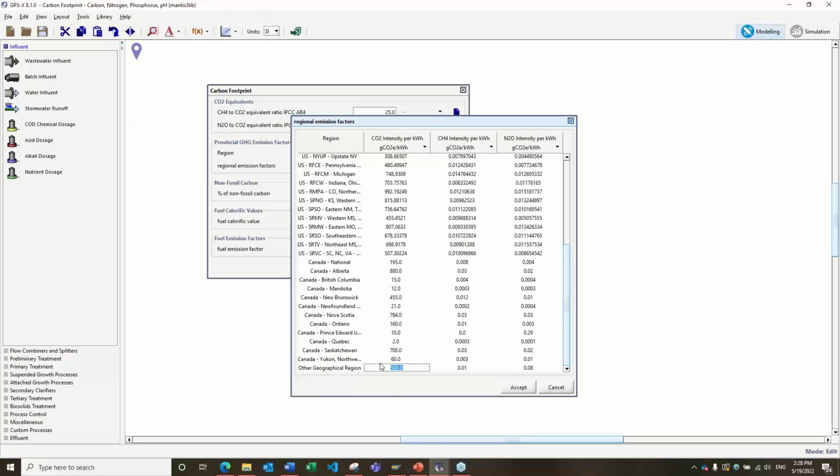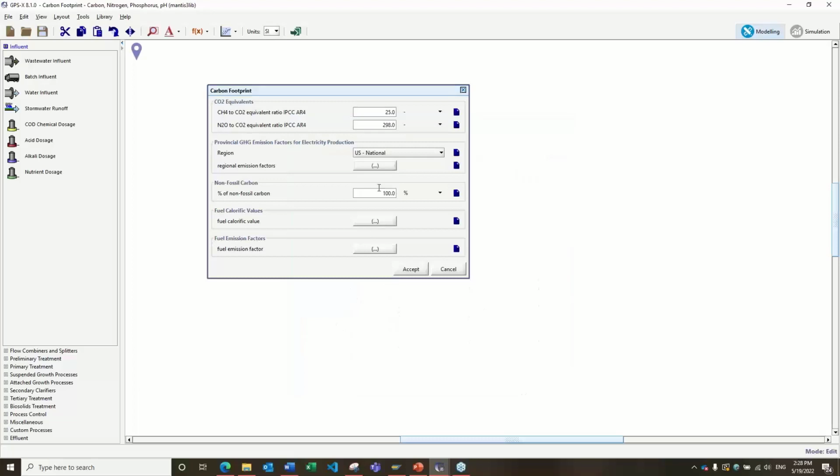So it's very easy. Again, these values right now look like a single value. But as I said, if you have these values changing in a dynamic fashion, then you can feed that dynamic information into GPSX and see what the overall effect on your carbon emission is. So this is the place where you will come and change all of those.